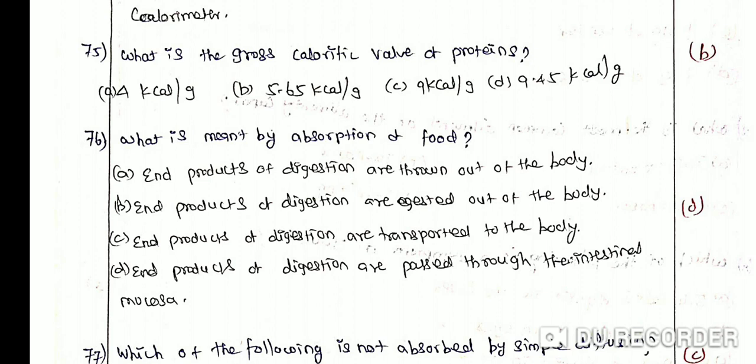Absorption is the process by which the end product of digestion pass through the intestinal mucosa into the blood or lymph. It is carried out by passive or active or facilitated transport mechanism.